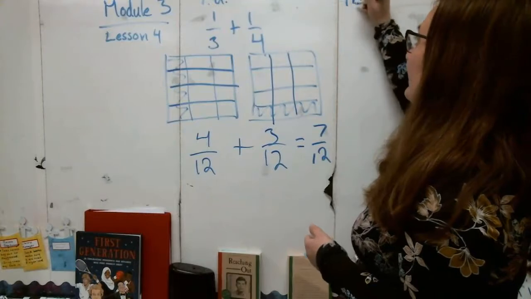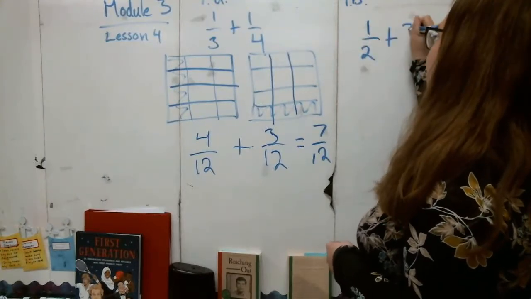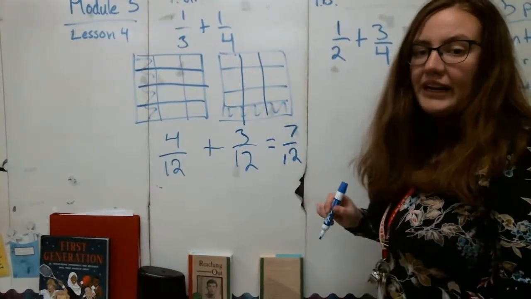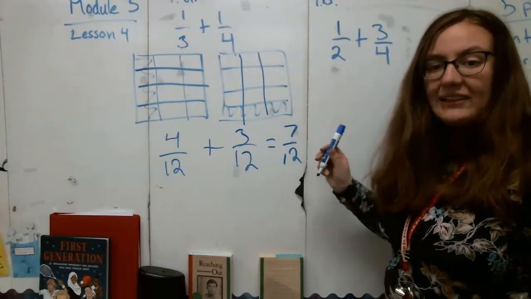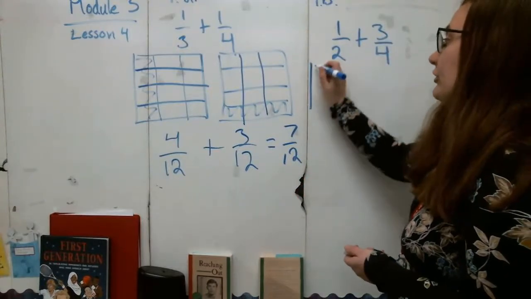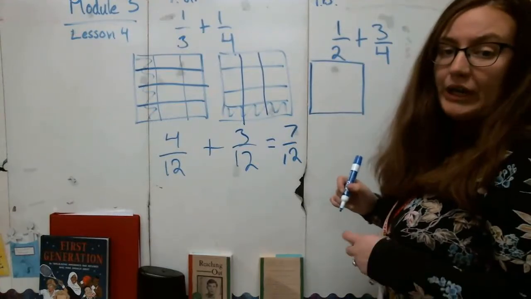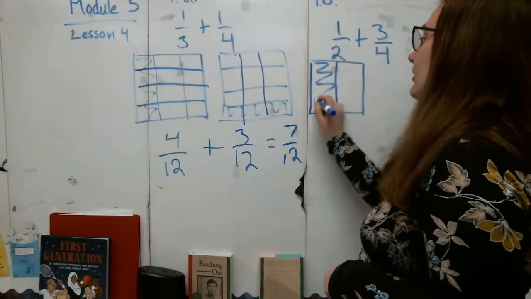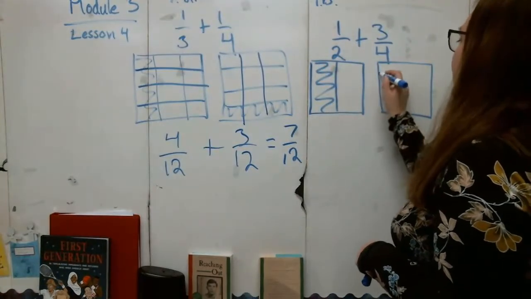But now we're going to get a little bit trickier because now I'm going to have numbers like 1/2 plus 3/4. So when you take a look at these fractions, you might notice something. When I add 1/2 and 3/4, my answer is going to be larger than 1. And I'm going to show you what happens when we have answers that are larger than 1. So right here, we're going to draw 1/2. And then in my next model, I'll show 3/4.